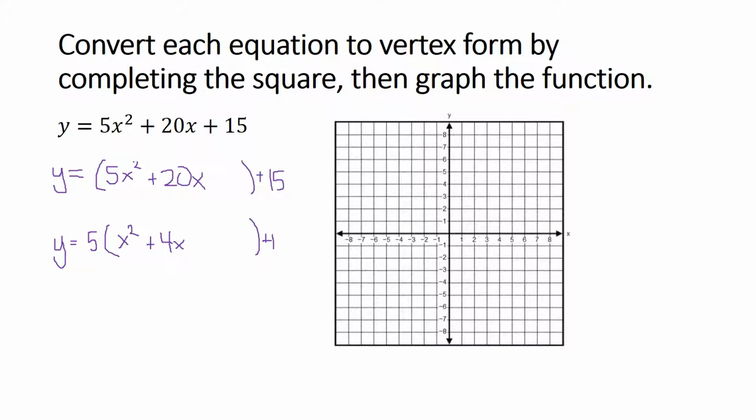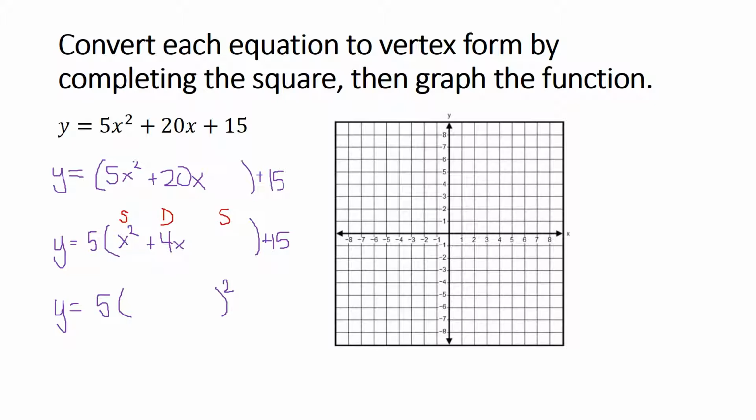Okay, the part in the parentheses, we want to take this and turn it into a perfect square. Still have that 5 out there. It's just the part in the parentheses. This is where we want to convert it into a perfect square. So remember the pattern: square, double, square.